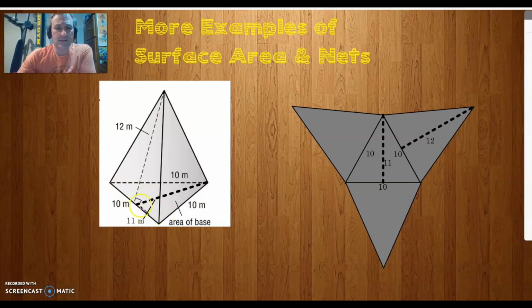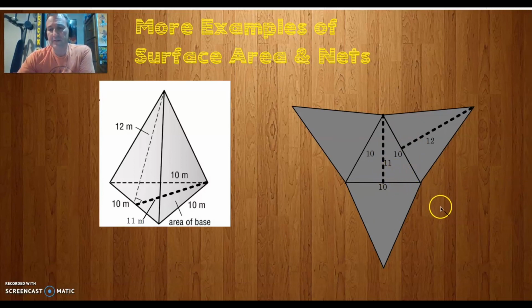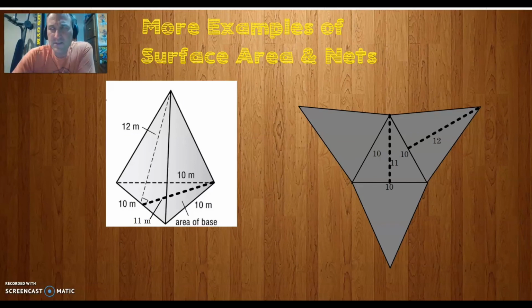So here is the last one, the triangular pyramid, where we have a triangle shaped base. And so as you can see here, the base of this triangle has all 10 meter sides, and then the height of the triangle is 11 meters. So we have that laid out right here in a nice little net. This one's going to be really simple because we're using area equals base times height divided by 2 every single time. Let's start with the middle triangle.